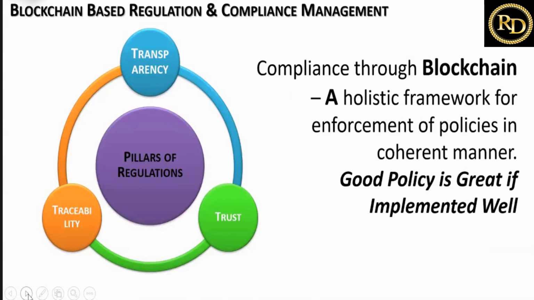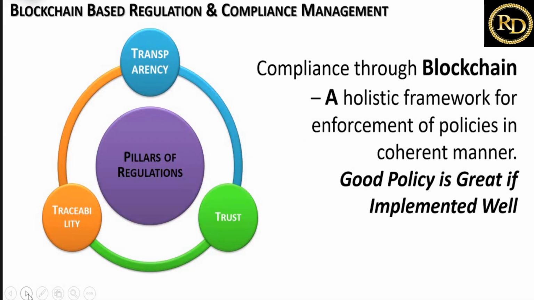Now, when we talk about blockchain-based regulation and compliance management, if you see, typically regulation has three pillars: transparency, trust, and traceability. And I've shown you in the previous part of the presentation that these are also central to a blockchain. So compliance through a blockchain gives you a holistic framework for enforcement of policies in a coherent manner. And a good policy is great only if it is implemented well. And blockchain ensures that the implementation happens.